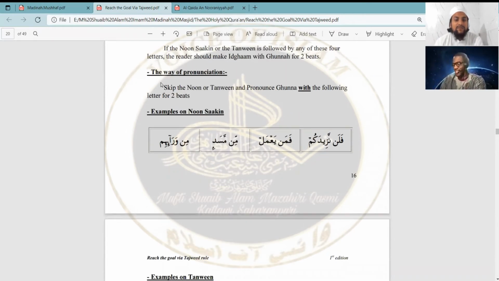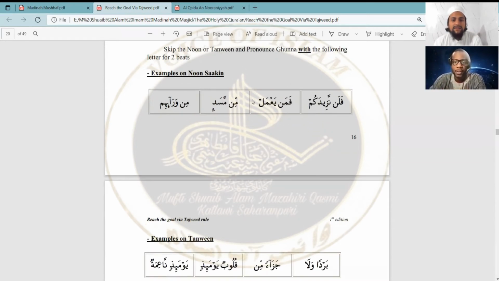So the way of pronunciation is to skip the noon or tanween and pronounce gunna with the following letter for 2 beats. I mean, you are not going to read tanween or noon sakin, but you have to make a gunna sound. You have to pronounce gunna for 2 beats. What does it mean? Like examples on noon sakin: falan nazidakum.